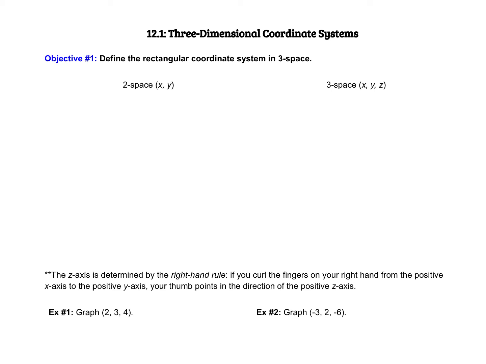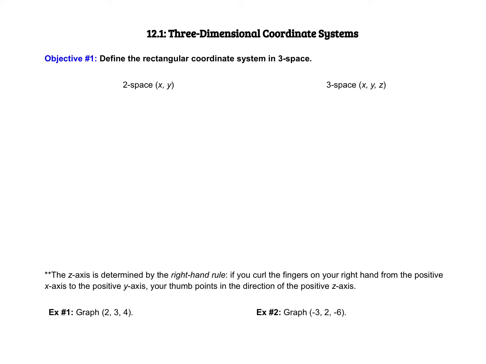Welcome to the first video of Chapter 12. Chapter 12 covers vectors and the geometry of space. So the big difference between Calculus 2 or Calculus BC and Calculus 3 is that instead of working in 2 space, we're going to be working in 3 space. So this first video is really the background of 3 space.